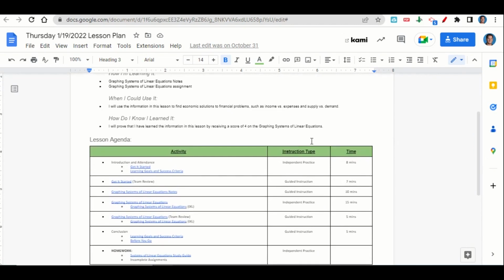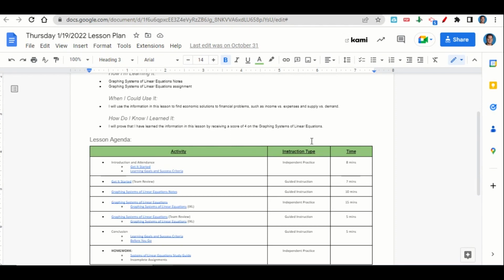Now let's take a look at our agenda for today. We will begin by going over the learning goals and success criteria. While we do that, you'll fill out your Get It Started. Once you've completed your Get It Started, we'll go over it together and answer any questions that you may have. After that, we'll go over the Graphing Systems of Linear Equations notes, and then I'll give you time to complete the Graphing Systems of Linear Equations assignment on IXL. Once you've completed the assignment, we'll go over it together and answer any questions that you may have.